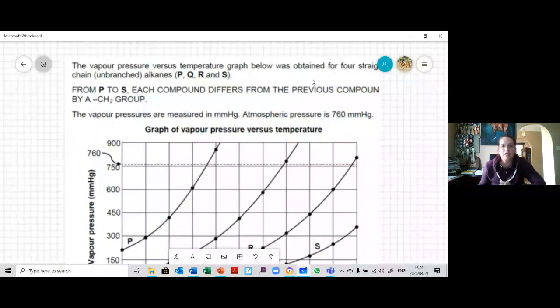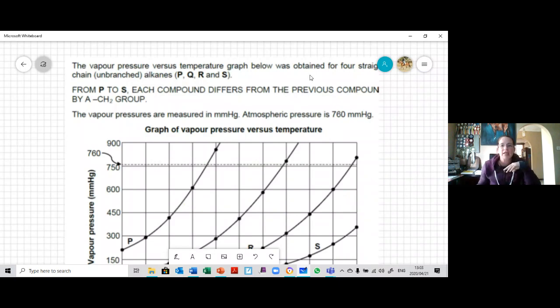They say that it is 4 straight unbranched alkanes. You see that? Alkanes. Okay. So we don't have to worry about the different types of intermolecular forces. We don't have to look at hydrogen forces and at dipole-dipole. If we are working with alkanes, that means that we are only dealing with van der Waals forces, only, okay?